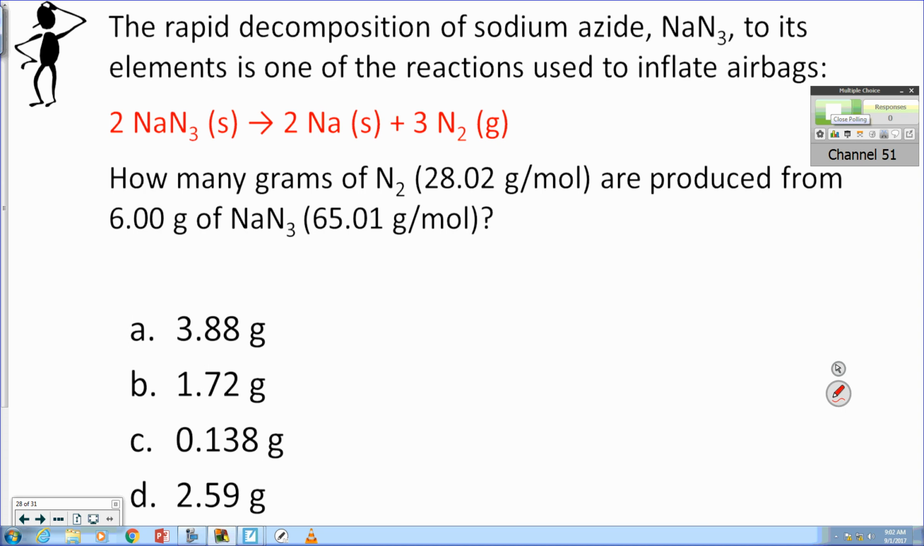This is how airbags work. Airbags contain a highly reactive compound called sodium azide, and it decomposes, produces some sodium solid. More importantly, it produces nitrogen gas, which very rapidly expands. And since it's unimolecular, there's no limiting reagent. It's only one component. So I want to know how many grams of nitrogen gas are made if a certain mass of the reacting reagent reacts.